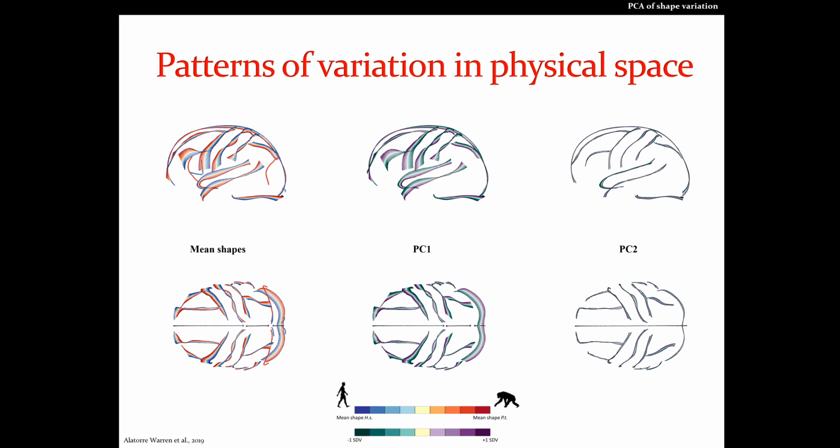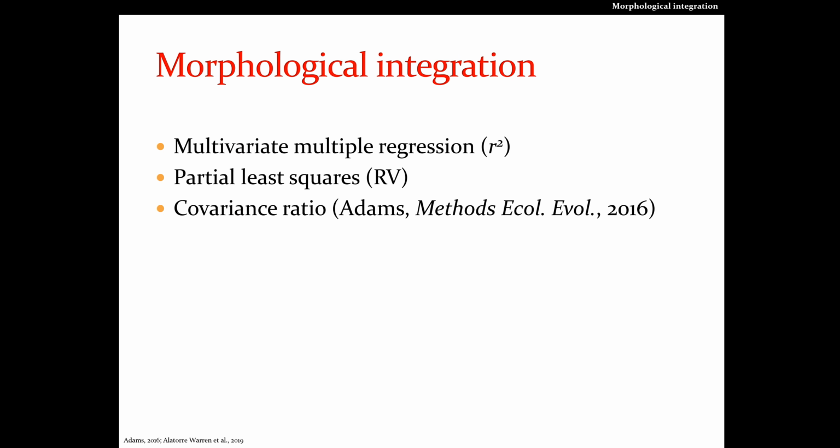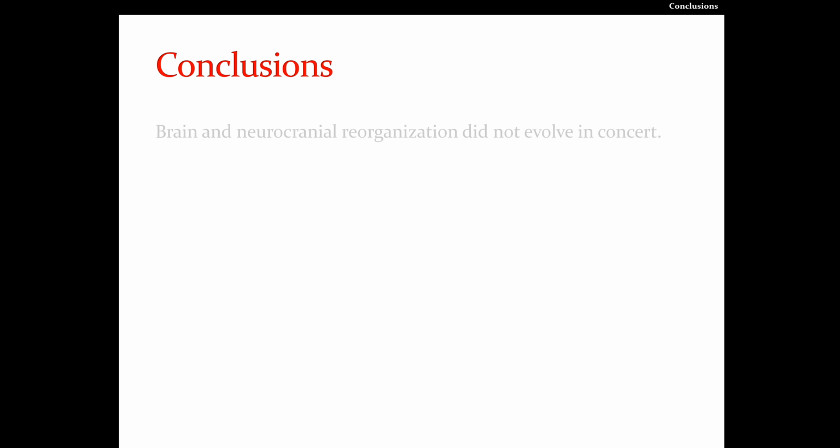And we corroborated this by using 3 separate methods, all of them providing evidence for independent brain and neurocranial reorganization during hominin evolution, the title of our paper, which was published at the end of October last year. To conclude, the reorganization that we see in the brains and the neurocrania of our ancestors did not evolve in concert. These changes might have occurred in parallel, but they were not related.